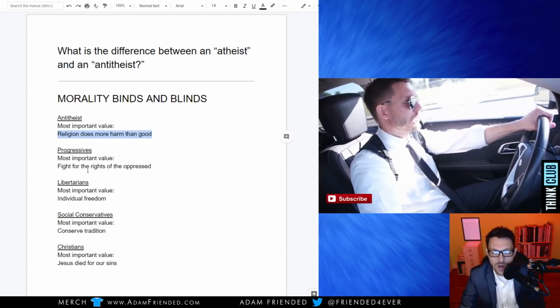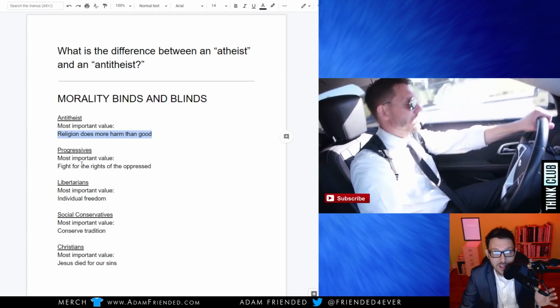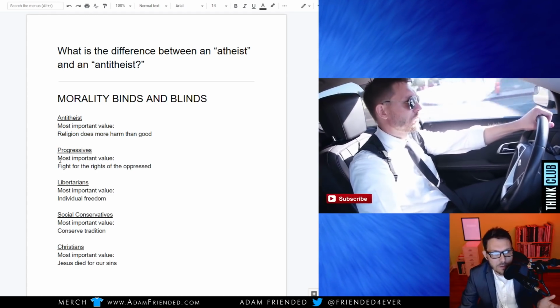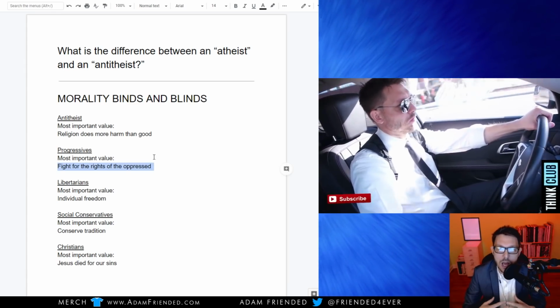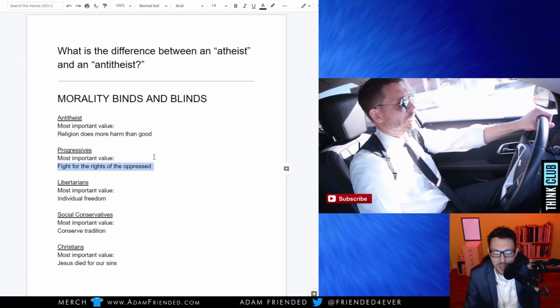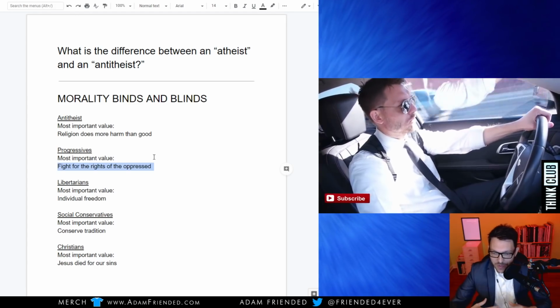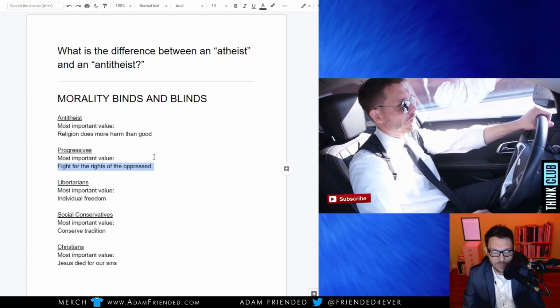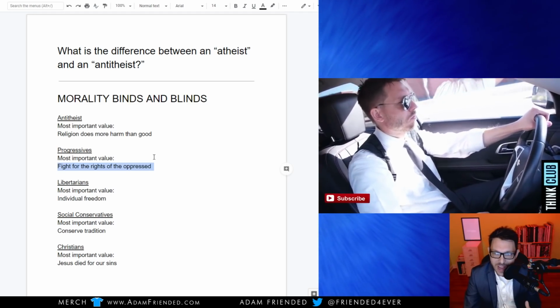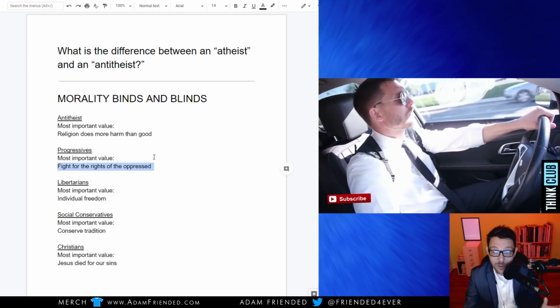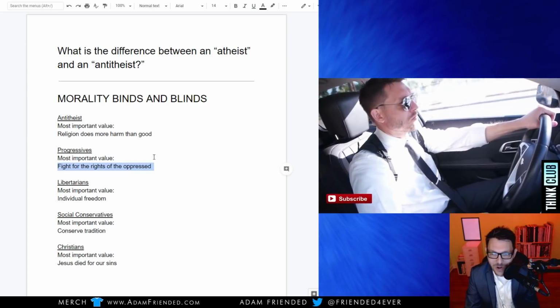Now, one of the reasons why I like this definition is because it's useful in politics too. The progressives have a most important value, fighting for the rights of the oppressed. And this is where a lot of the fake news comes from, because the journalists are bound into this progressive group where the most important value is fighting for the rights of the oppressed. It's not the truth. The truth isn't the most important value.